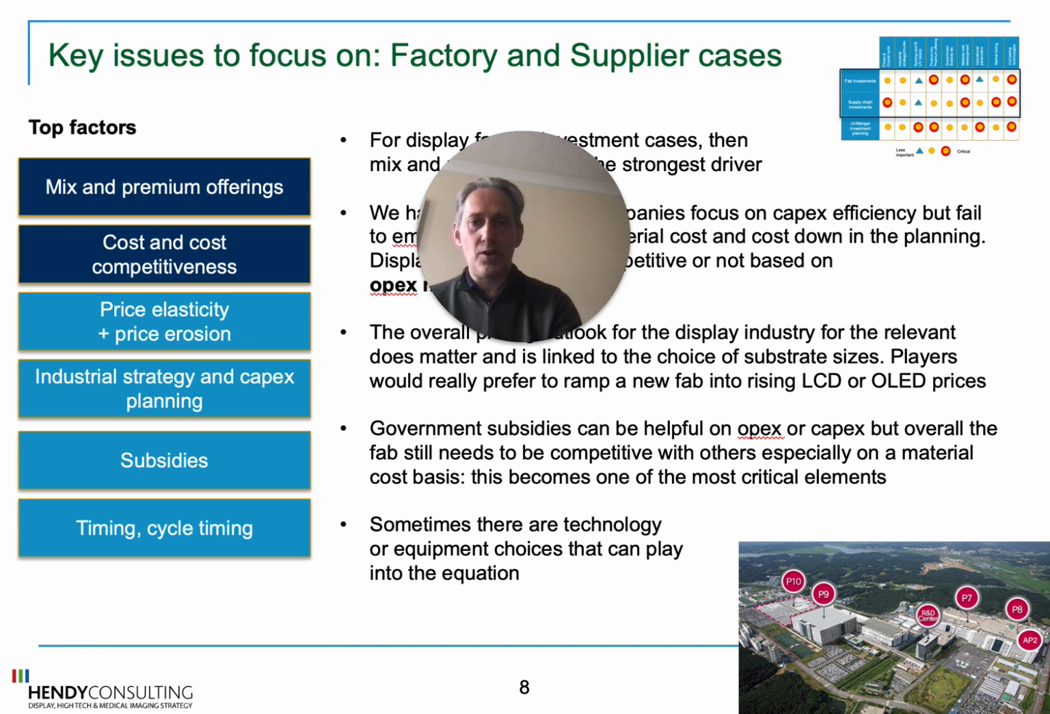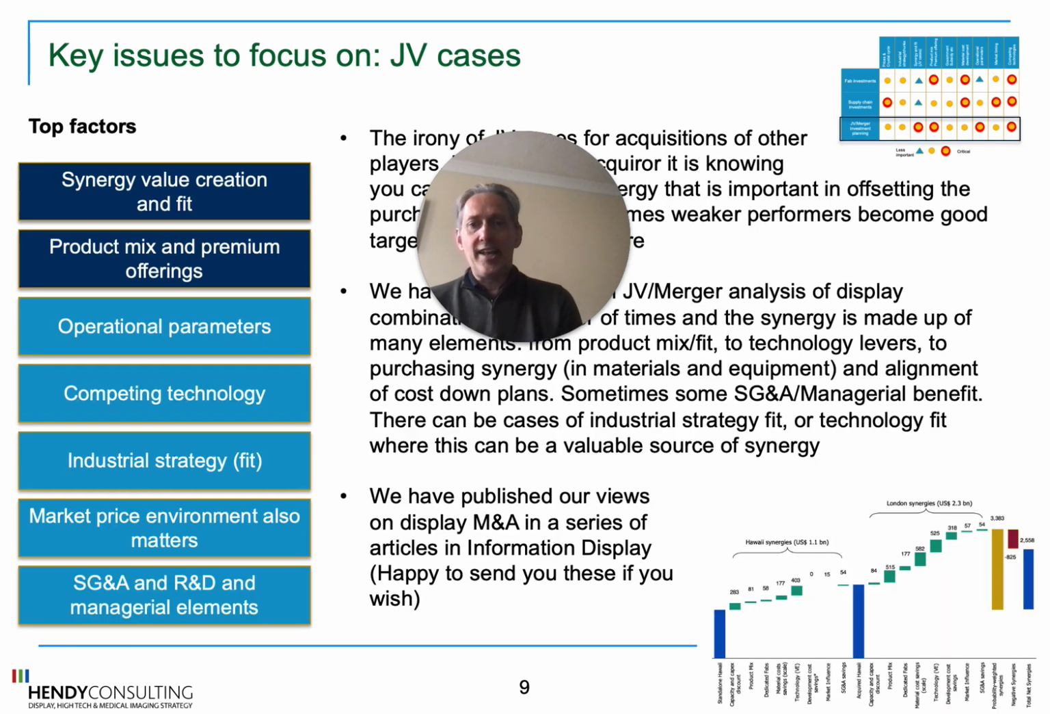If you don't get the material cost right against the pricing environment, then it didn't matter how much the CAPEX cost. And in JV cases, it's really about the total synergy value creation, and all we would argue here is, yes, sometimes operational parameters like yield and load can be important ones, but if you're putting together two reasonable firms, then it's the technology and product axis, product portfolio overall, mix, and technology sharing that can often create the greatest amount of value.